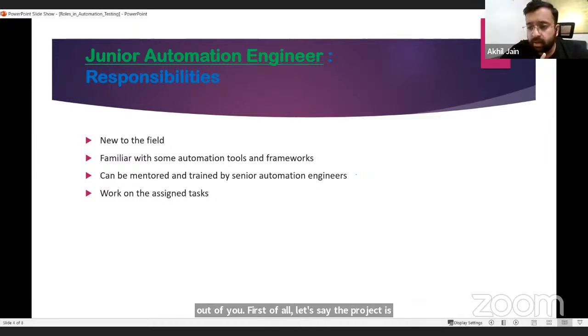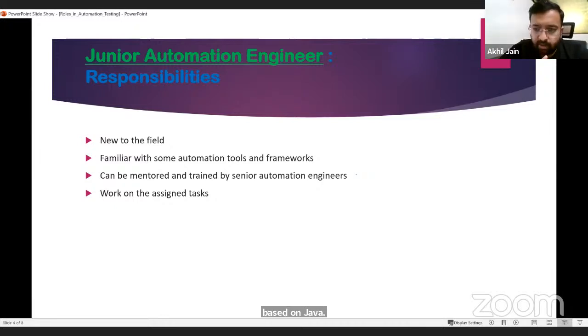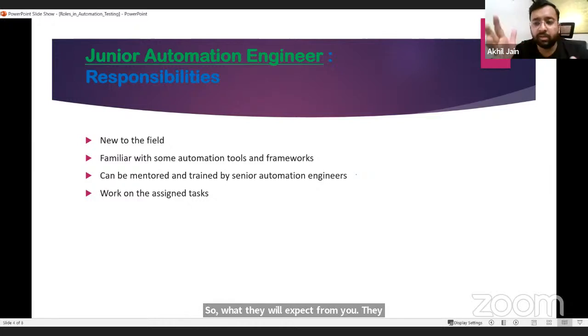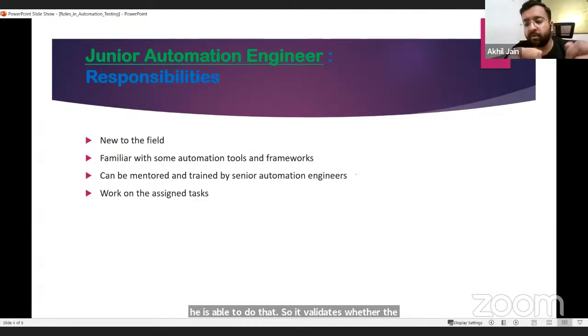So what they will expect from you is that the person knows something around Java. He can write code. If someone asks him to write code, he is able to do that. So it validates whether the person has the required knowledge of Java, and whether he can work on a framework which is based on Java. That is one of the checks which the project would be doing.